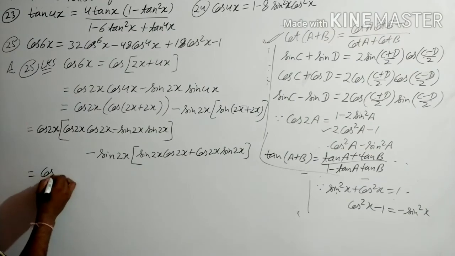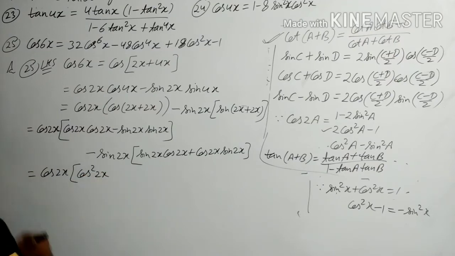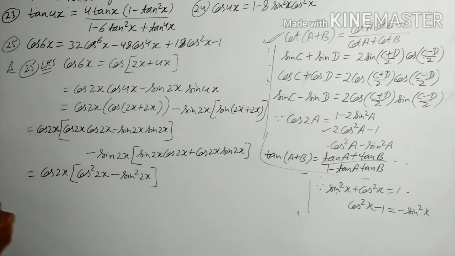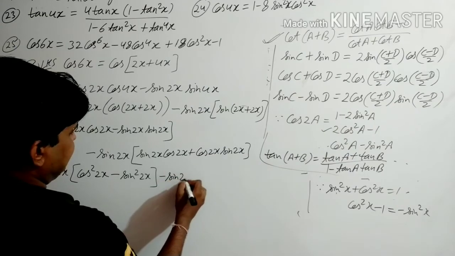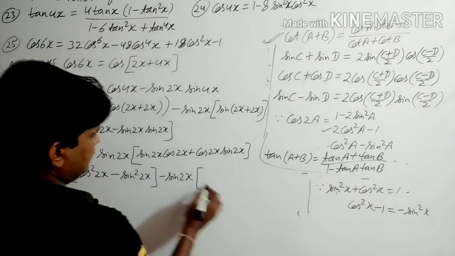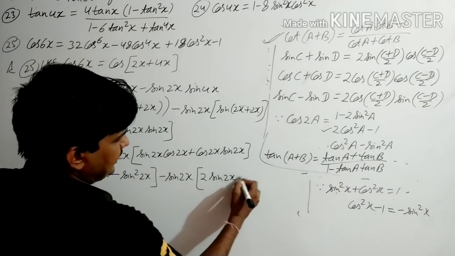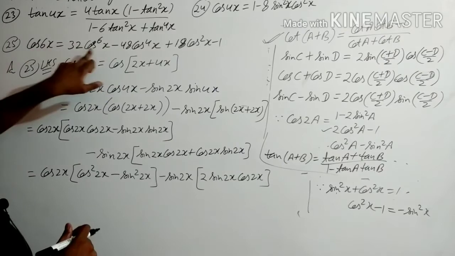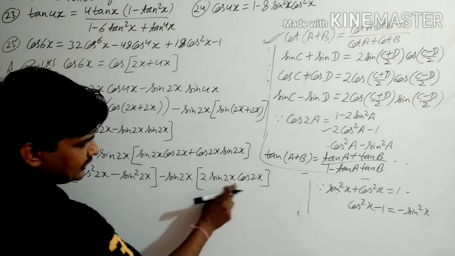equals to cos 2x into cos 2x into cos 2x. So we can say cos square 2x minus sin 2x sin 2x. So sin square 2x. Okay. Now minus sin 2x, then sin 2x cos 2x, sin 2x cos 2x. So 2 times sin 2x cos 2x. Now the highest angle in RHS is x, x and x. So break all these 2x into x.